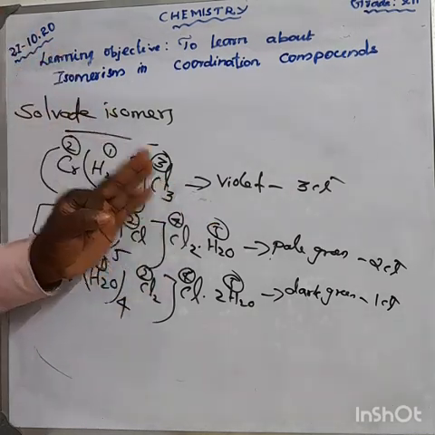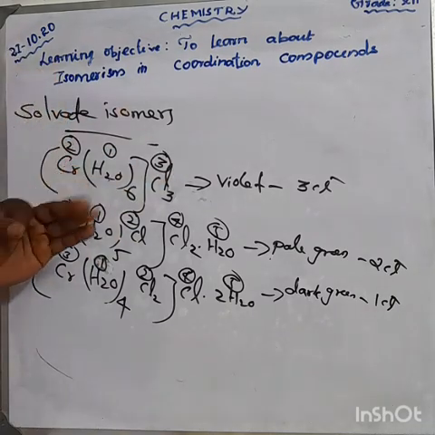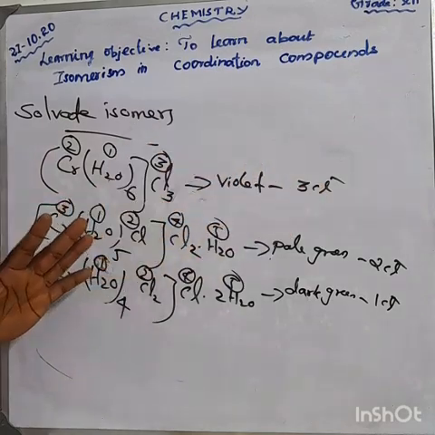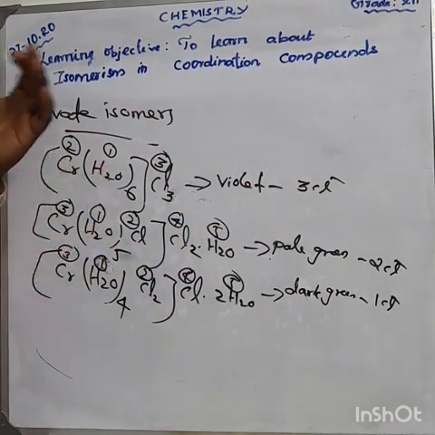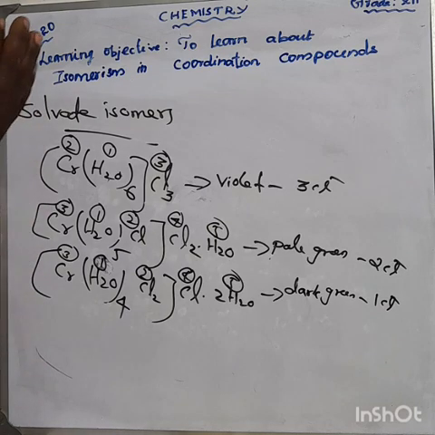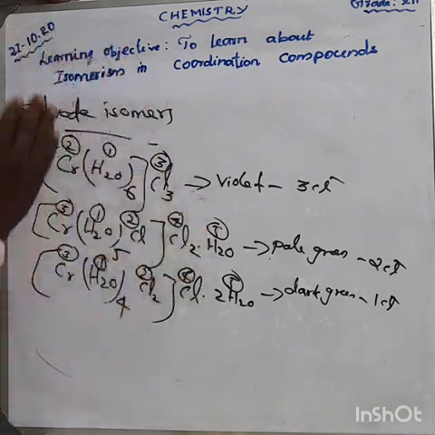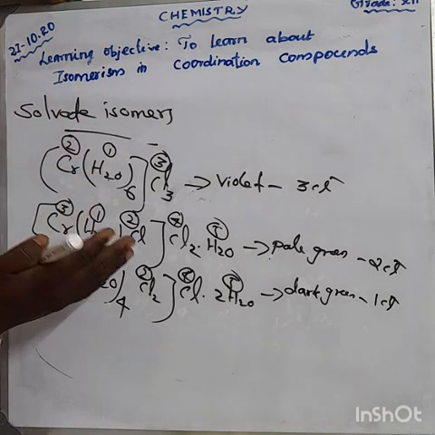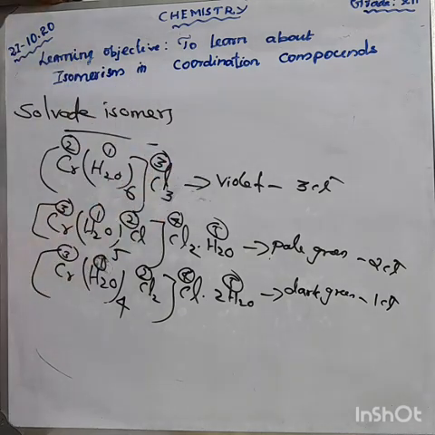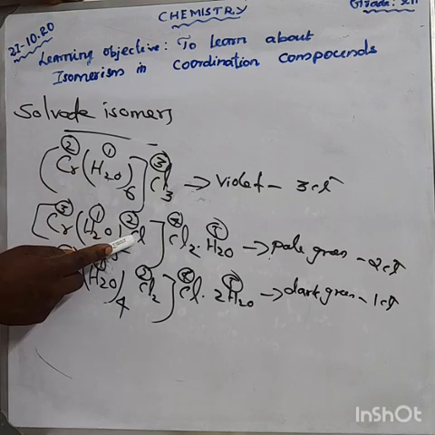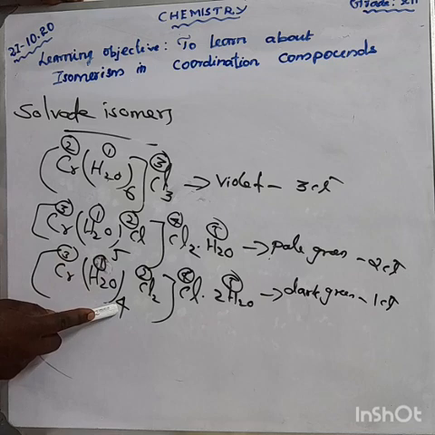The exchange of solvent molecules, otherwise water molecules, in the crystal lattice with a ligand in the coordination entity will give different isomers. This type of isomer is called solvate isomer. Which isomer? Solvate isomer. Then these isomers are called hydrate isomers. Here we have 3 hydrate isomers: this is one hydrate isomer, second hydrate isomer, third hydrate isomer.